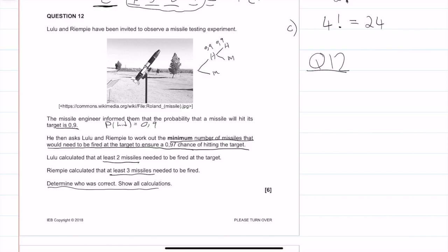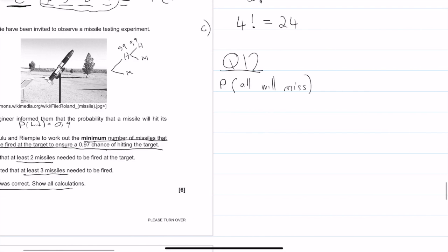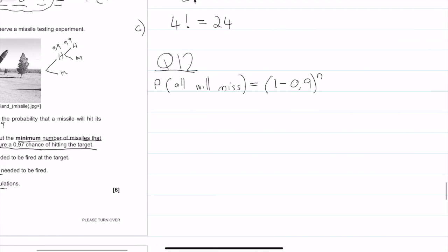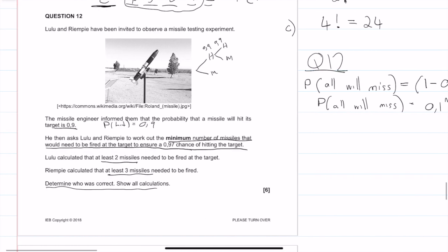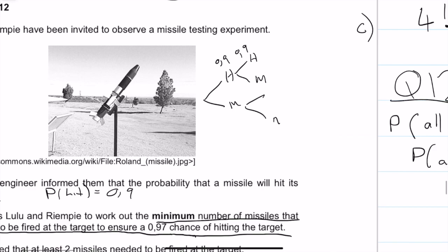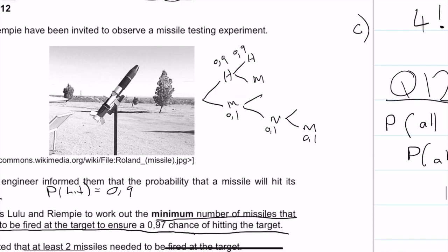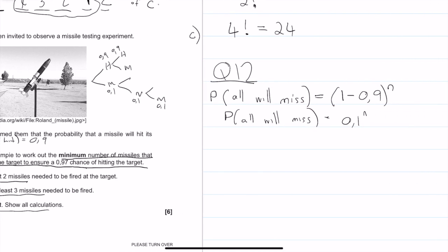So basically the probability that all will miss is going to be 1 minus 0.9, which is just 0.1. So the probability that all will miss is equal to 0.1 to the power of n. Because let's say we went miss, then the next one is a miss, then the next one is a miss, it's going to be 0.1 times 0.1 times 0.1, which is just 0.1 to the power of n.